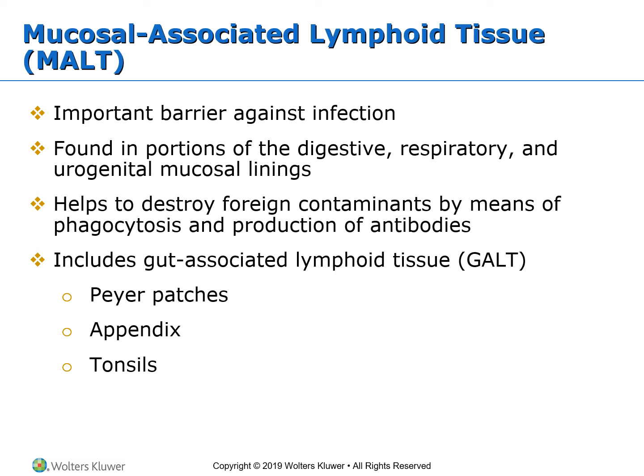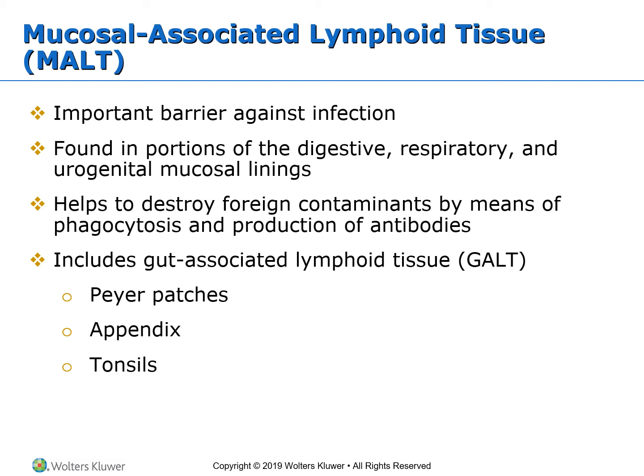This MALT tissue, mucosa-associated lymphoid tissue, contains leukocytes that have a high capacity for phagocytosis. And also, they may produce antibodies that can fight infection. We find this type of tissue in what are called the Peyer's patches. Those are clusters of lymphoid nodules in the mucous membranes, especially in the distal small intestine. We have a similar type of tissue in the appendix and also at the level of the tonsils.